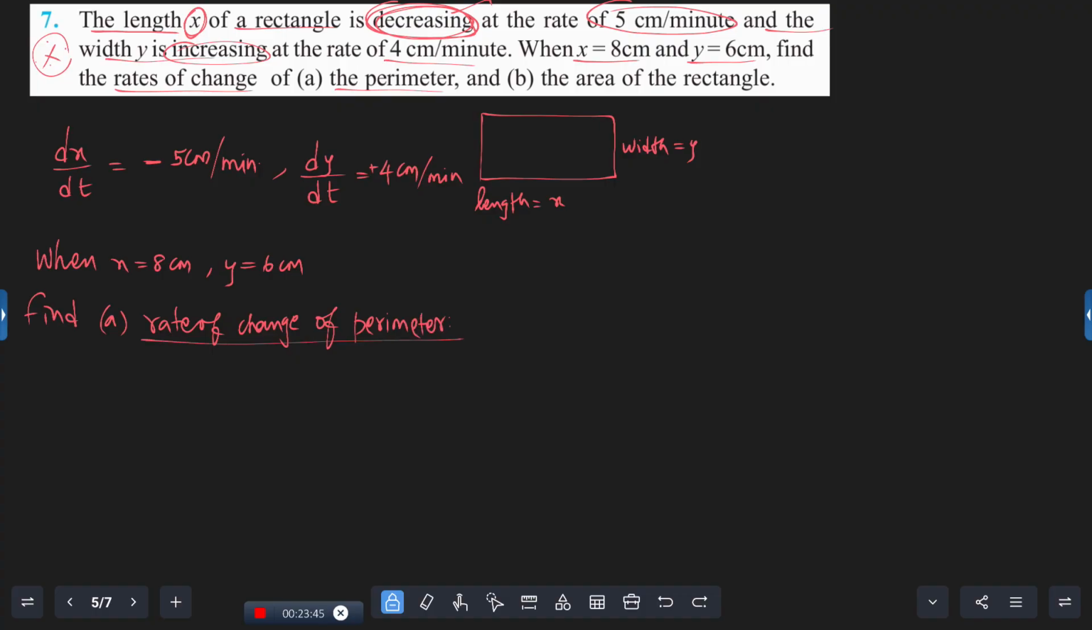Do you remember I gave this formula? What is the perimeter of a rectangle? Perimeter P I am taking, and the rate of change of perimeter, what does it mean? dP divided by dt is equal to question mark. That is what they asked to find. First, perimeter is 2 into x plus y. Am I right? The general formula is 2 into length plus breadth, also you can say. Then perimeter P equal to 2 into x plus y.